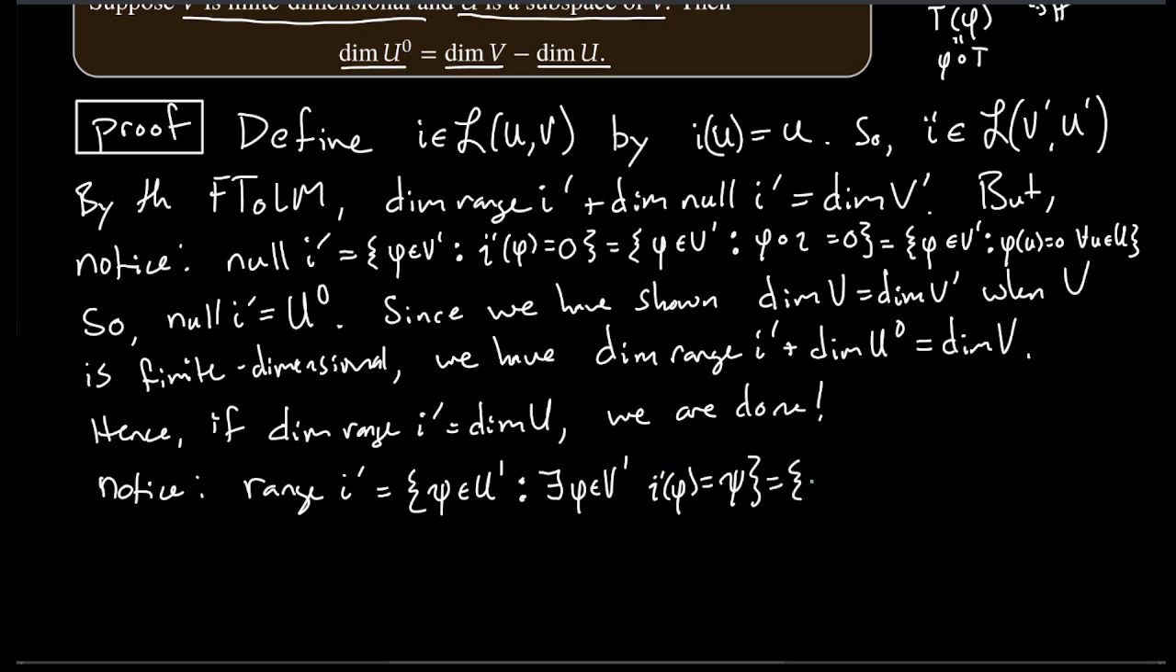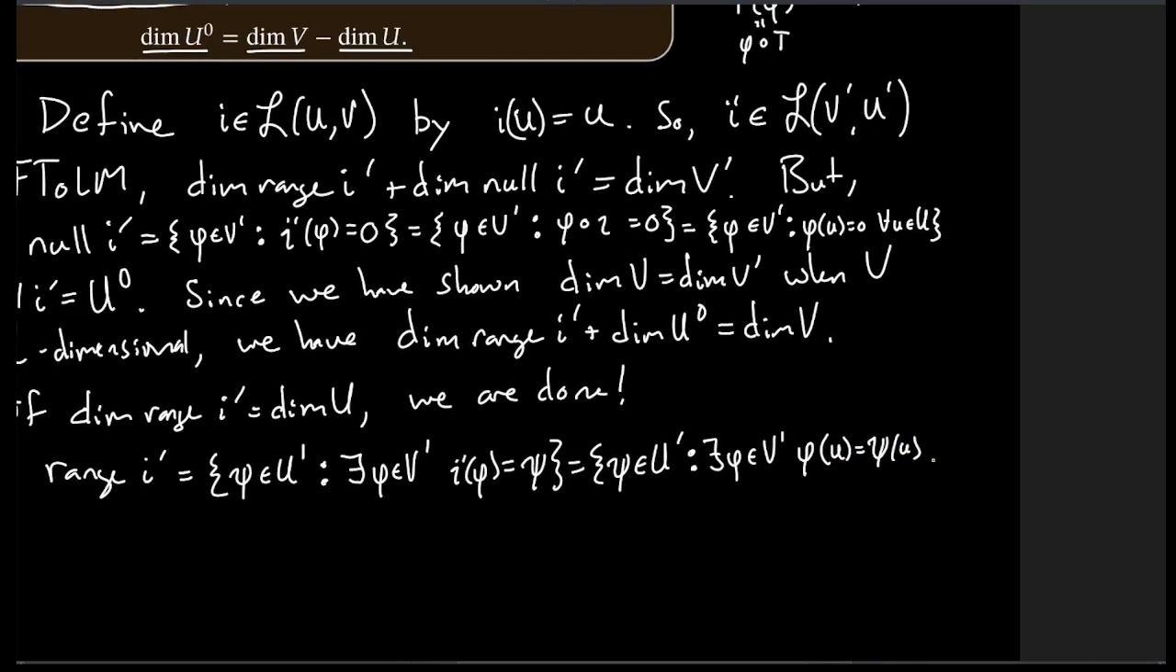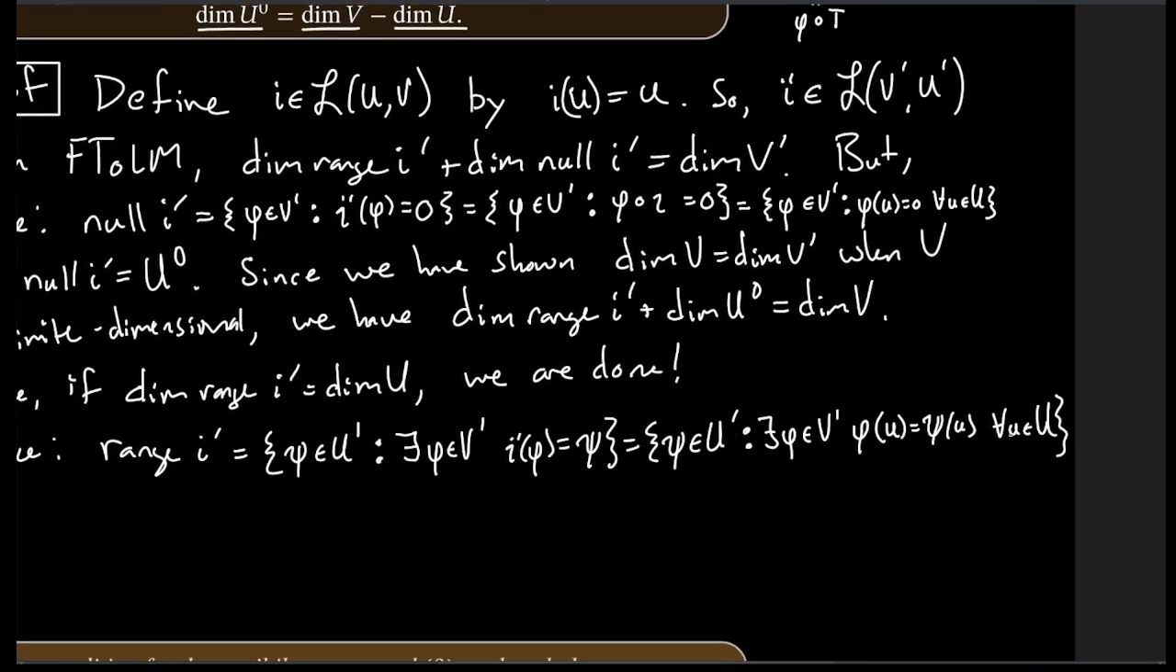Okay, but this just says we have psi in U prime such that there exists some phi in V prime with phi of u equal to psi of u for all u in U, since I prime of phi is just phi composed with I, meaning that it's just phi restricted to U. Oh, okay, that just means that they agree on elements of U.